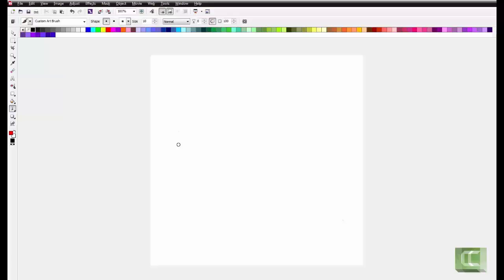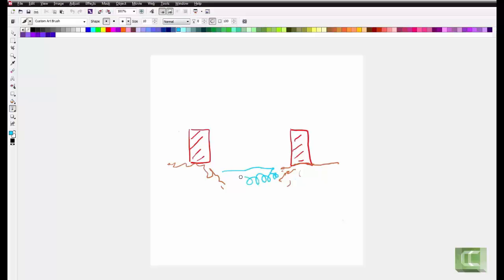So we'll do just a simple concept with the bridge. And we remember that a bridge allows us to go over something. We have supports, and we have some sort of ground cover or something that the supports are sitting on.